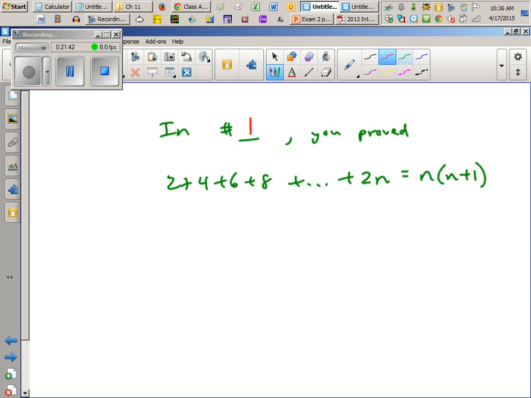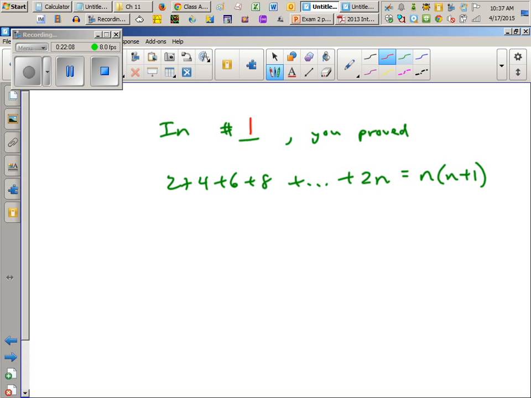Or no, I'm sorry, I'm taking that wrong. This is n equals 3. You could add 2, 4, 6, the first 3, by doing 3 times 4. You could add 2, 4, 6, 8, the fourth of them, by doing 4 times 5. So n means how many you're adding. You could add 2, 4, 6, 8, 10 by doing 5 times 6, because 10 is the fifth term. Does everyone understand the formula?